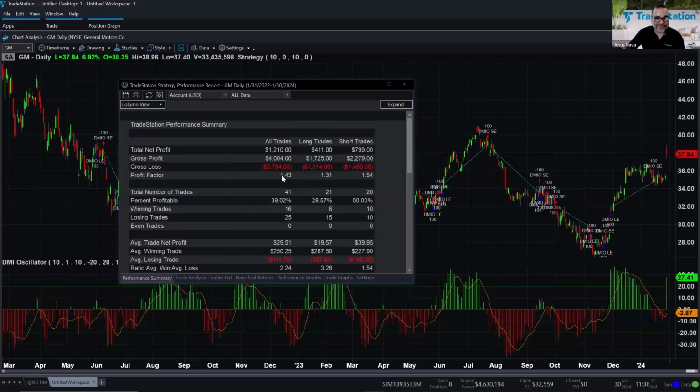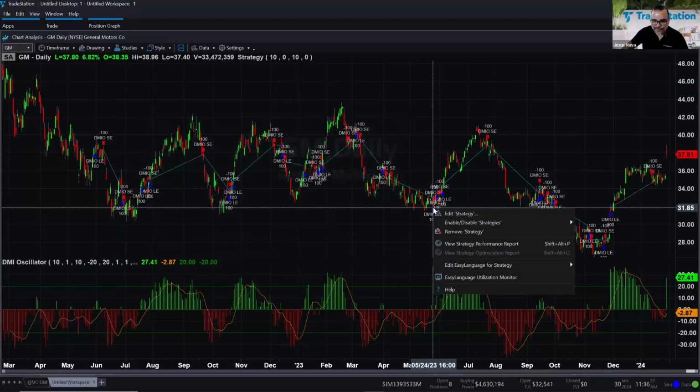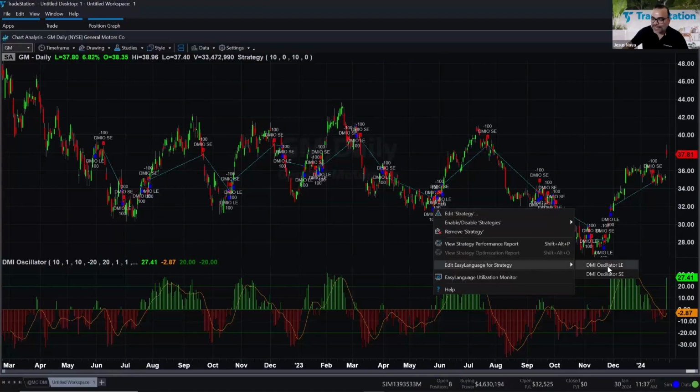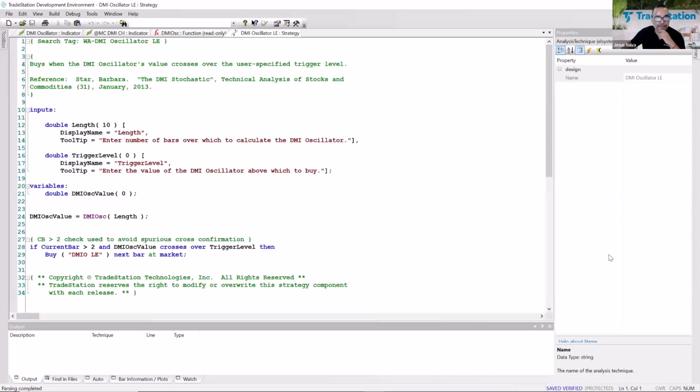hard to find a symbol that actually works with the signals of the DMI. And we're going to take a look at that also here on this workspace that I provided to you. But I wanted just to make you aware that there is a DMI strategy that is built into the TradeStation platform. If I right-click on any of these signals, let me right-click on the blue signal and go to Edit Easy Language for Strategy. Let me click on this DMI Oscillator LE. This is the long entry. This is going to open up the easy language for the strategy.